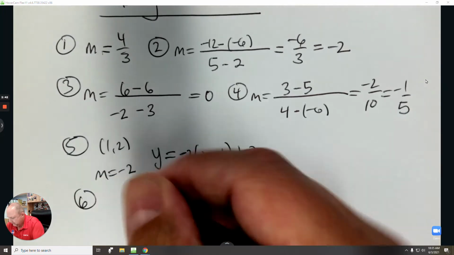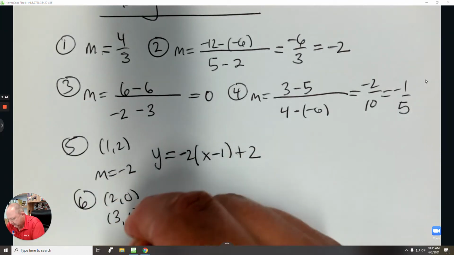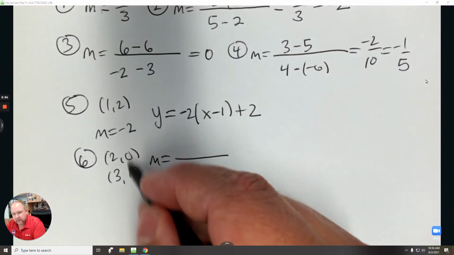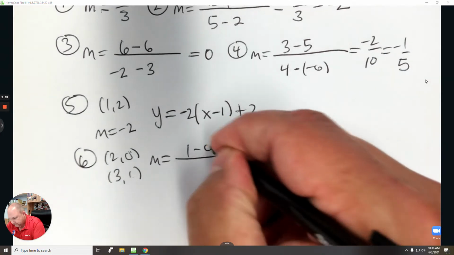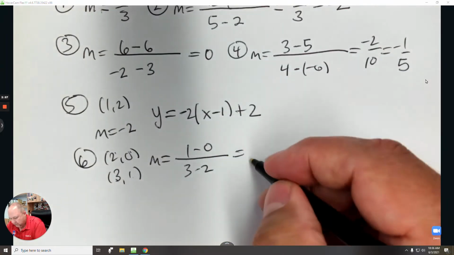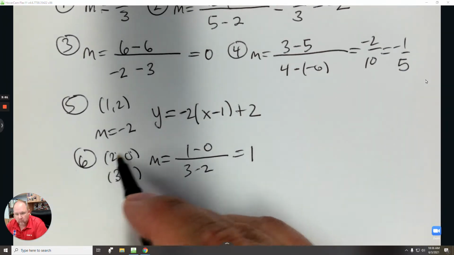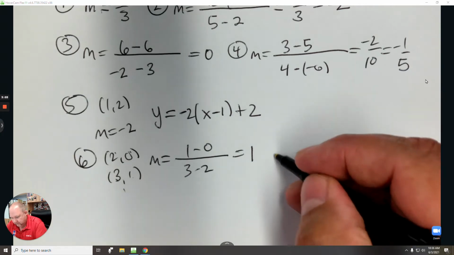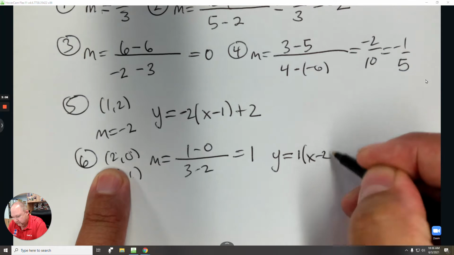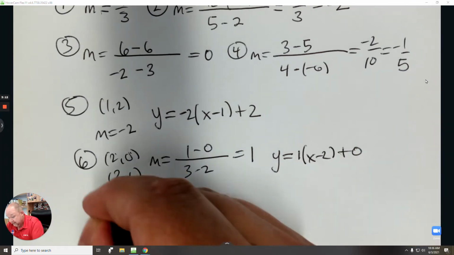For number 6, we have (2, 0) and (3, 1). So step 1 is, I need to find the slope there. So if I subtract the y's, if I subtract the x's, I get 1 over 1, which is just the slope of 1. Then you just take one of the points and write an equation. So y equals, the slope is 1. I'm going to go x subtract 2 plus 0. You could simplify it, but there's no need.